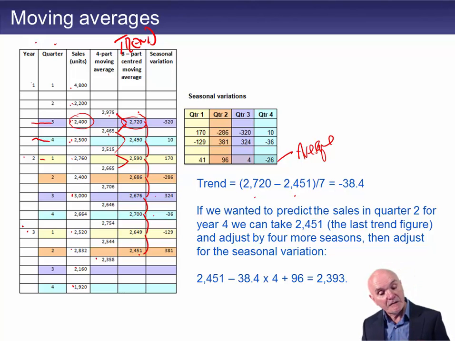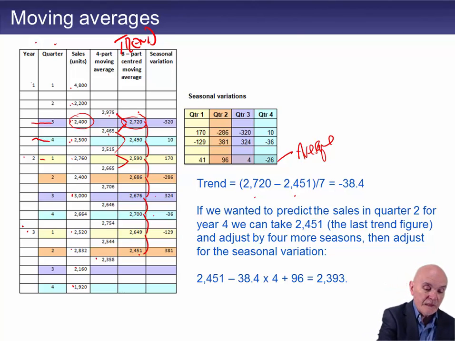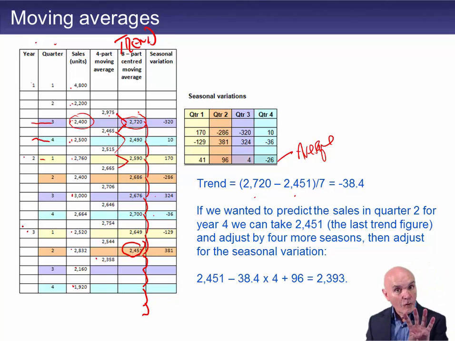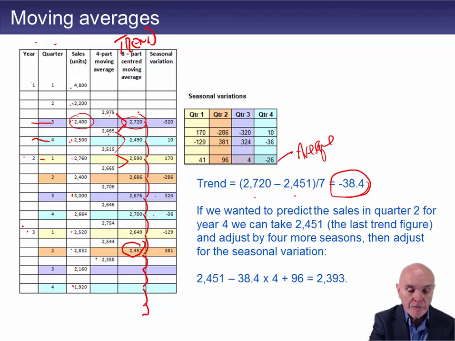So we want to predict the sales in Q2 for year 4. We will start with the latest trend figure we have, and then we're going to be going 1, 2, and then to season 1, and then to season 2. We want to be going 4 jumps ahead, 4 seasons ahead. So what we're going to have here is 2451, and then we're going to be losing sales at this rate, 38.4, for 4 seasons. So that predicts what the trend is going to be.